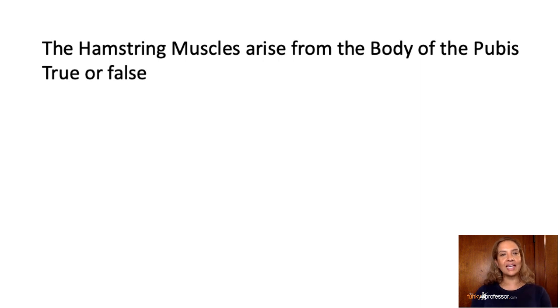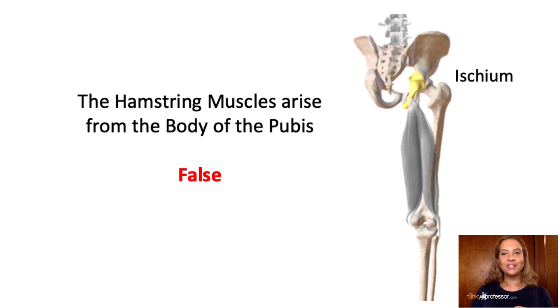The next question is the hamstring muscles. Do they arise from the body of the pubis? Do the hamstring muscles arise from the body of the pubis? The answer is false. The hamstring muscles actually arise from the ischial tuberosity, which is part of the ischium. Now, the pelvic bone has 3 bones. It has an ilium, an ischium, and a pubis.